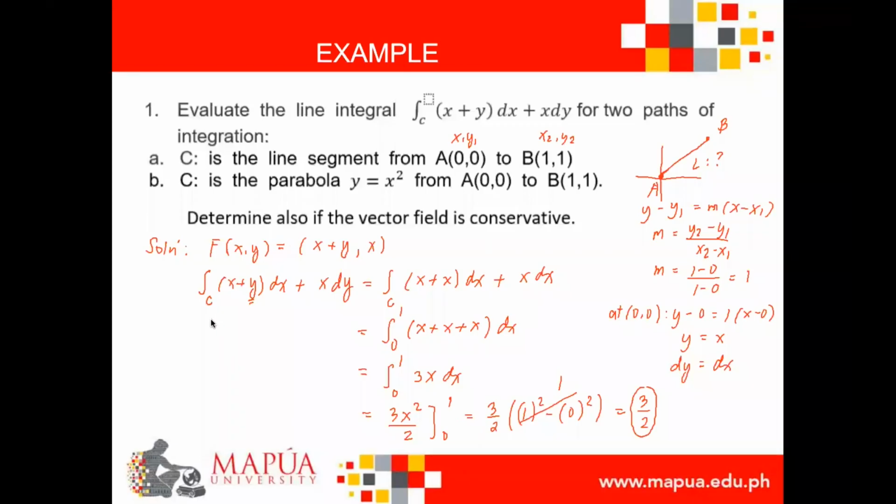Next, if we're going to determine if the vector field is conservative, what we will use is the test that the partial derivative of the function P with respect to y is equal to the partial derivative of the function Q with respect to x. So this is testing if the vector field is conservative.